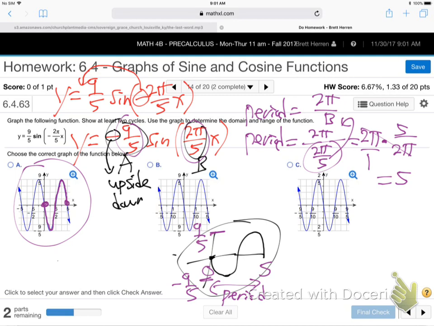What's wrong with B? B finishes one cycle at 1/5 rather than 5. So B is wrong. What's wrong with C? Same thing, 1/5 or 9/5 or whatever. It's not 5. It's supposed to stop at 5. There we go. Is that good? Can you do that on the final exam week after next? Week after next. Final exam. All right.